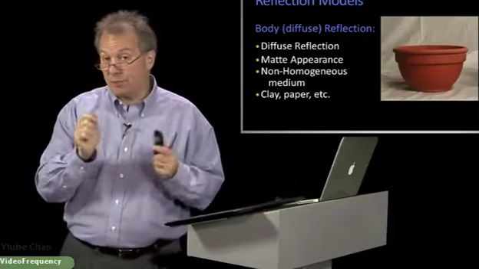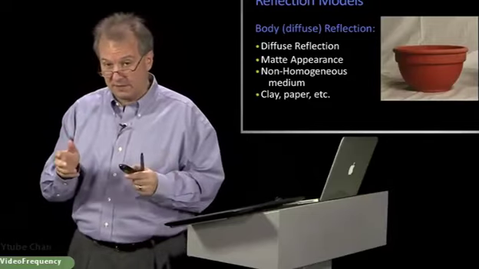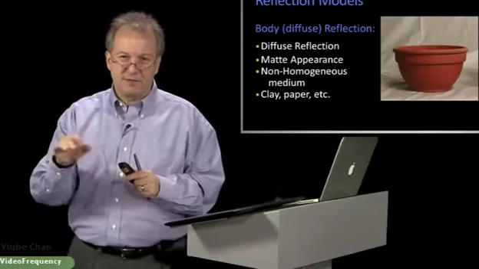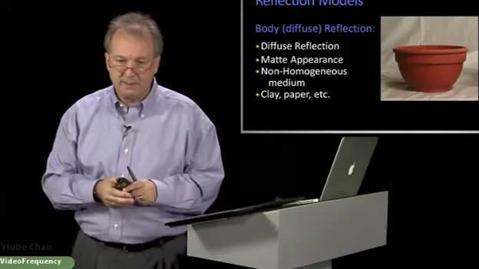It turns out it's actually pretty hard to make purely matte surfaces. Like if you take matte spray paint and you spray something, even then there's a certain amount of shininess to it, which we'll get to in a minute. But the general model that we're looking at of body reflection is the light comes in, is scattered about in the medium of the surface, and then goes out in a variety of directions. So that's the body or diffuse reflection model.